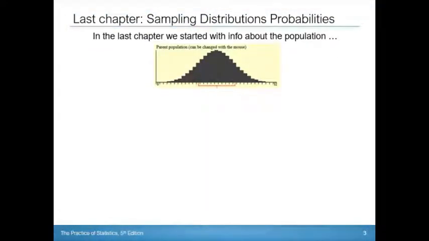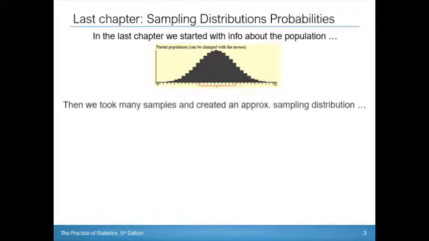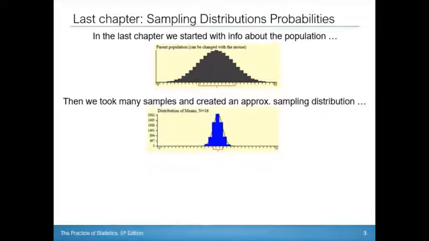All right, so in the last chapter, chapter 7, we looked at a population that's normal. What we talked about was taking samples from there, possibly many, many samples, and creating a sampling distribution. More often than not, we looked at approximate sampling distributions, but we learned what the theoretical sampling distribution should look like.